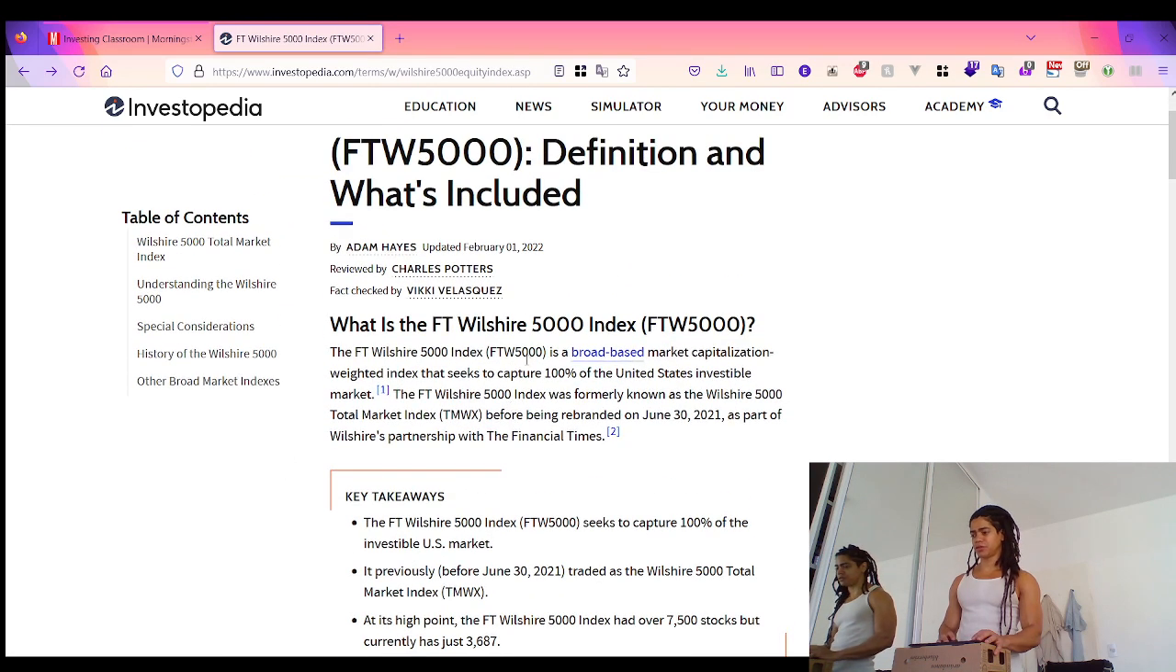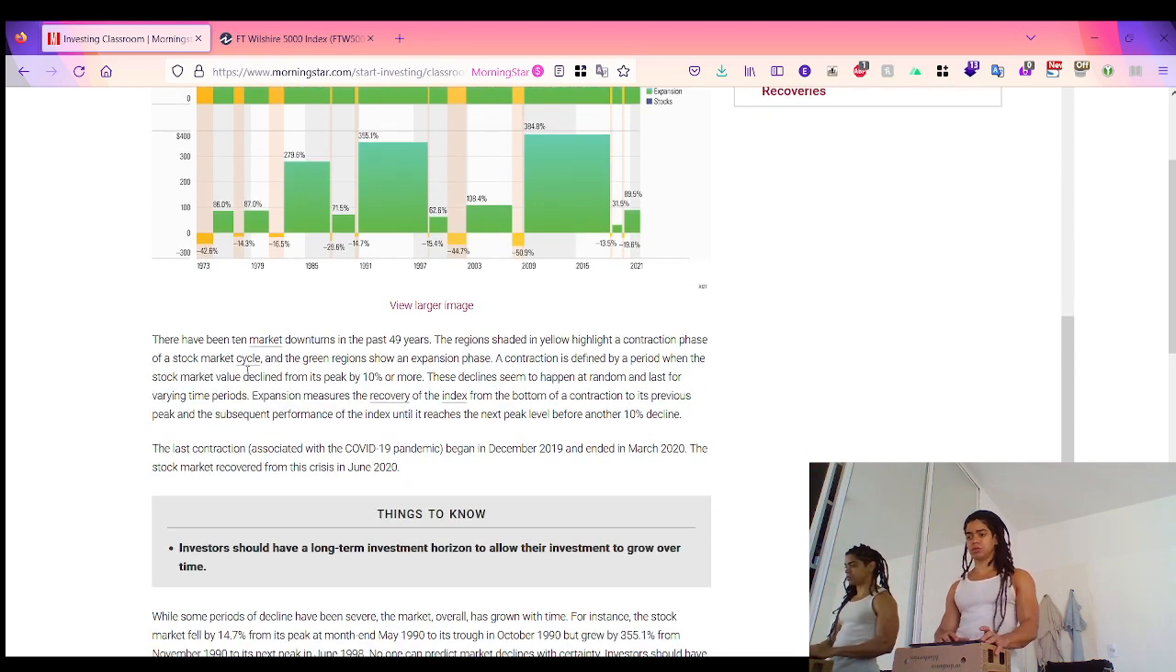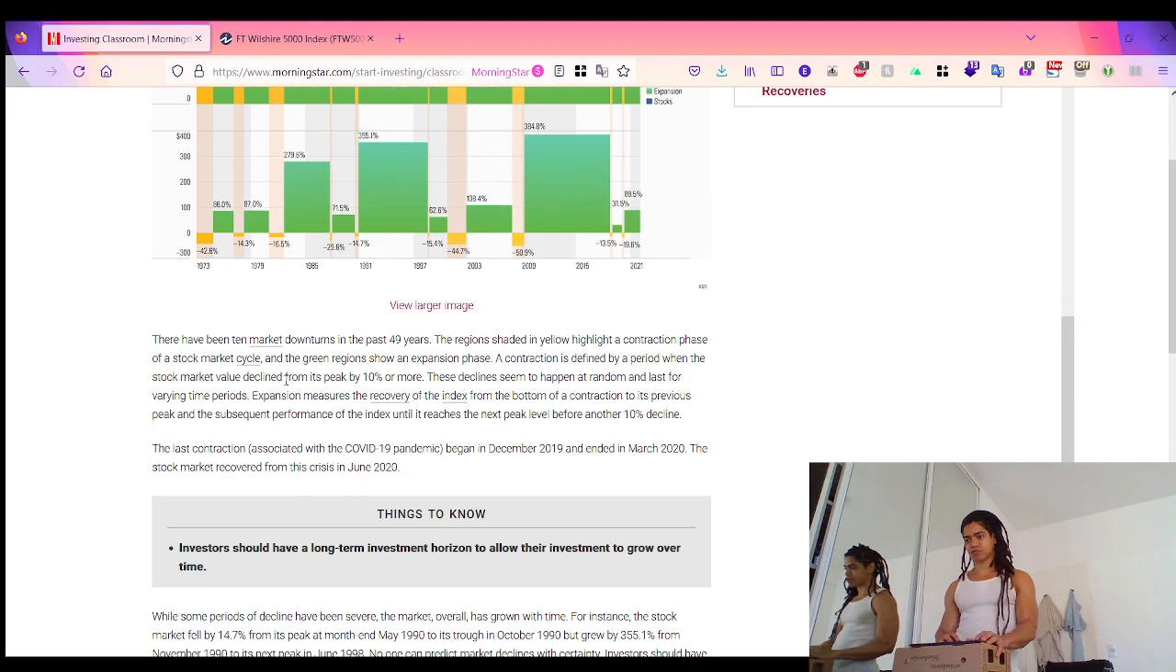So what are the things that I have learned so far? What we're talking about is what is an index. An index is a statistical reference of investment reflected as a percentage over a period of time. The whole idea of this is to measure progress.